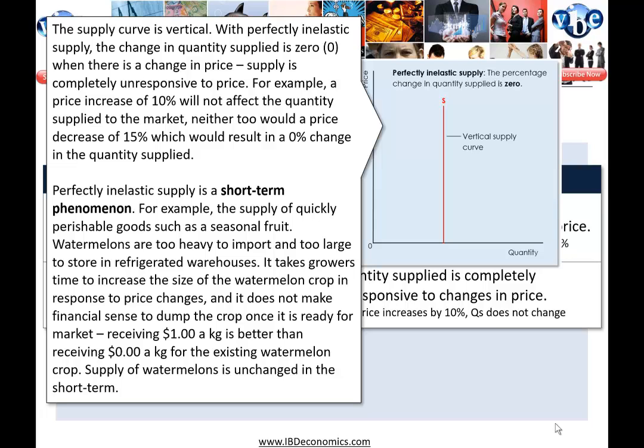Perfectly inelastic supply is importantly a short-term phenomenon. For example, the supply of quickly perishable goods such as seasonal fruit, in this case consider watermelons. Watermelons are too heavy to import and too large to store in refrigerated warehouses. It takes growers time to increase the size of the watermelon crop in response to price changes, and it does not make financial sense to dump the crop once it's ready for market. So receiving $1 a kg is better than receiving $0 for the existing watermelon crop. Supply of watermelons is unchanged in the short term, perfectly inelastic.